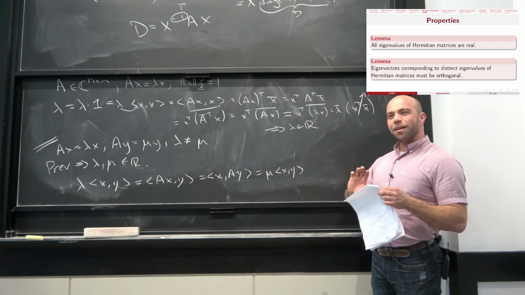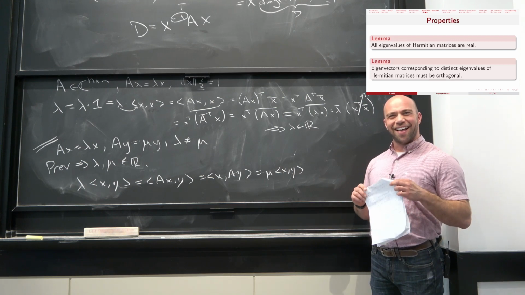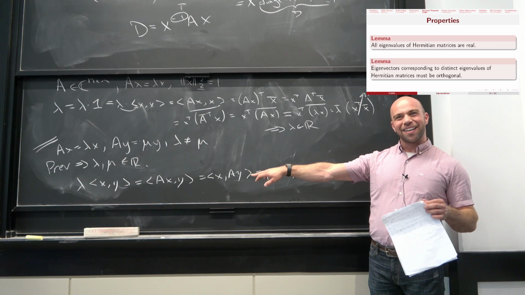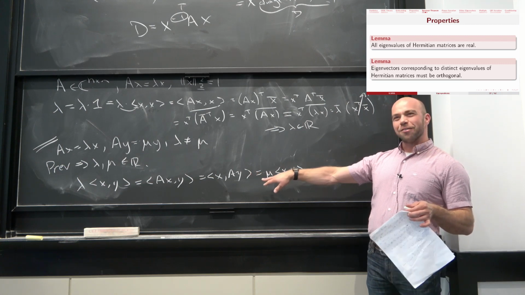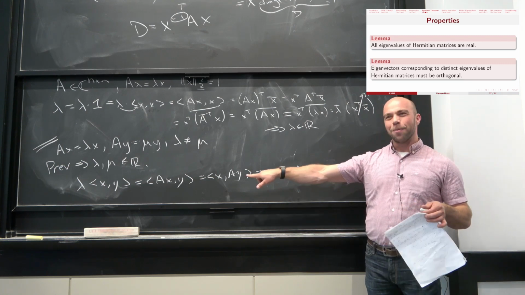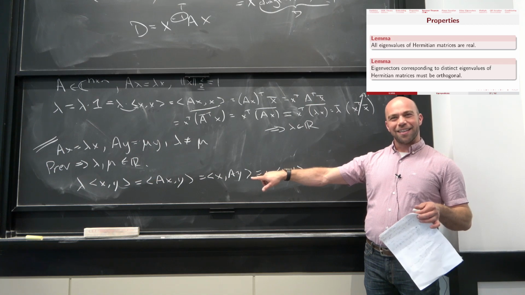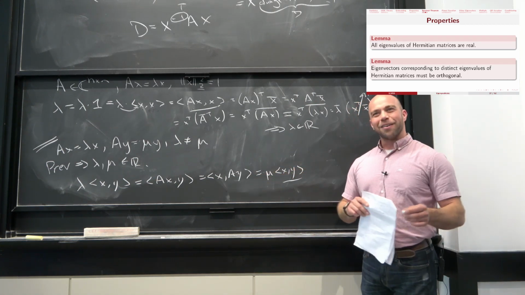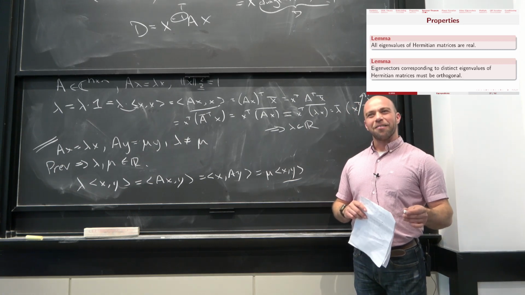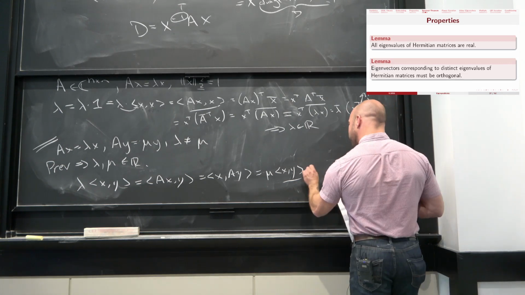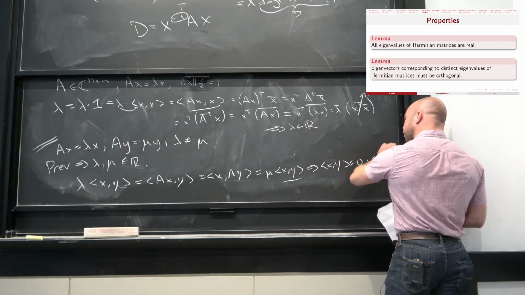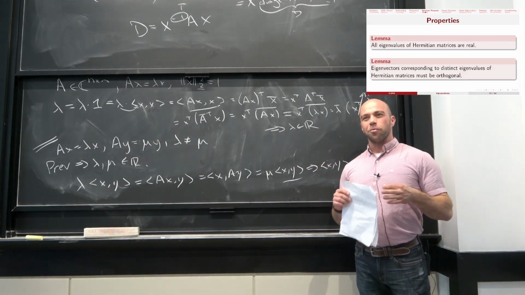Okay. I claim we're done. Why is this? Remember that lambda is not equal to mu. So I have two different scalars that are not equal to each other, but I multiply them by the inner product of x and y, and I get that they are equal to each other. There's only one choice of this scalar value for which that can be the case, which is 0. So in particular, the inner product of x and y is equal to 0, which is exactly what we wanted to show. So we have orthogonal eigenvectors.